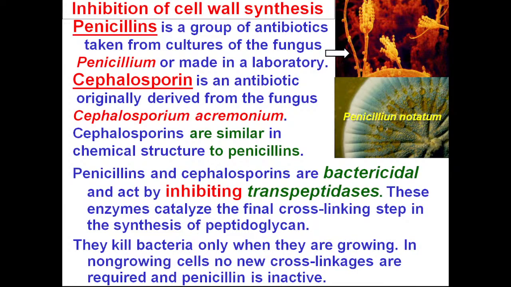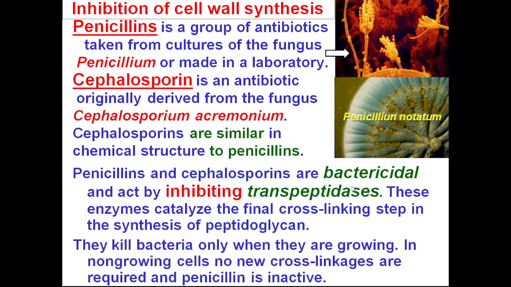penicillins. Then another group is quite similar, quite close to the penicillins, is cephalosporins. It is an antibiotic originally derived from the fungus Cephalosporium acremonium. Cephalosporins are similar in chemical structure to penicillins. Penicillins and cephalosporins are bactericidal, and it means that they kill bacteria and act by inhibiting the particular enzyme that is called transpeptidase. What is the function of this enzyme?